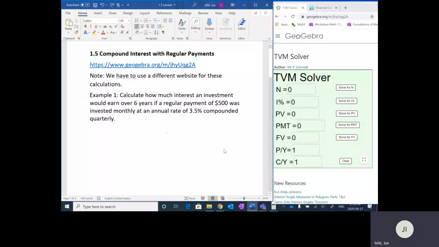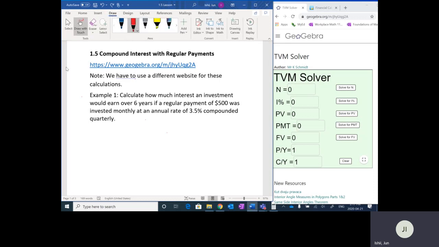Okay, guys, the next lesson is on something called compound interest with regular payments. The thing to note here is that we actually have to use a different website. I didn't realize that when I was using the first website, but for these questions there's a difference in your payments. For this first example, the payments are monthly, but the compound interest is quarterly.